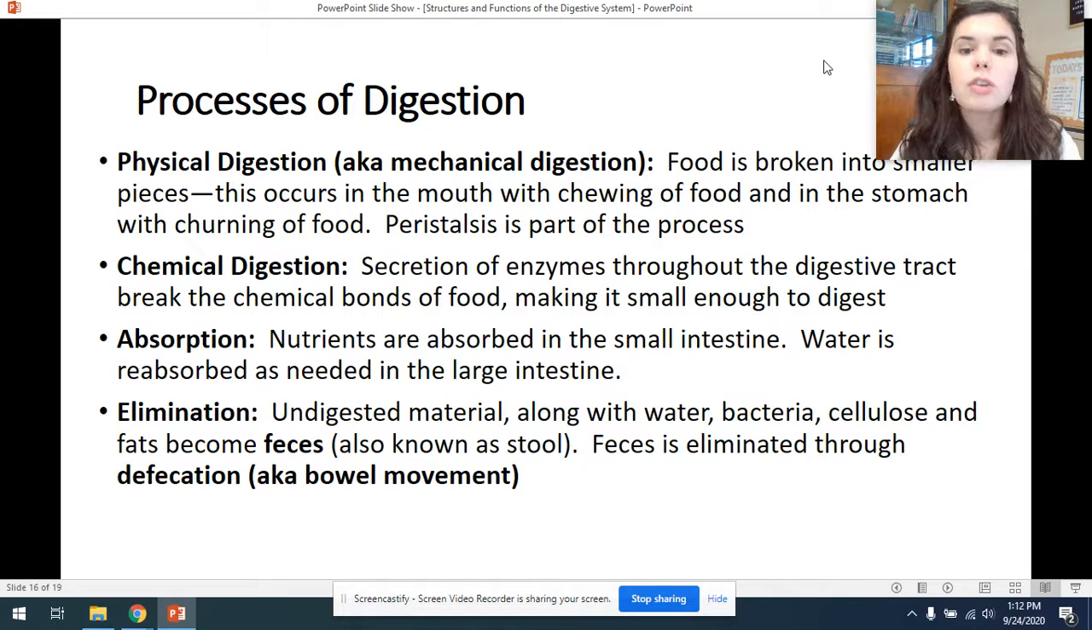Chemical digestion is the secretion of various enzymes throughout the digestive tract, which help to break the chemical bonds of the food, making them small enough to digest. Absorption is when those nutrients are absorbed in the small intestine, and then water is reabsorbed as needed in the large intestine. And then finally, the process of elimination is when any undigested material, along with the water, bacteria, cellulose, and fat, become poop or feces, also known as stool. Feces is then eliminated through something called defecation, or also known as a bowel movement. So when you have to go to the bathroom.